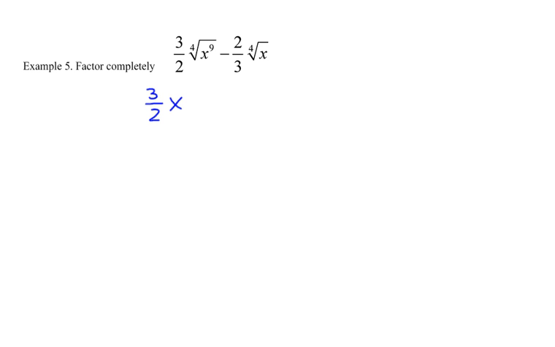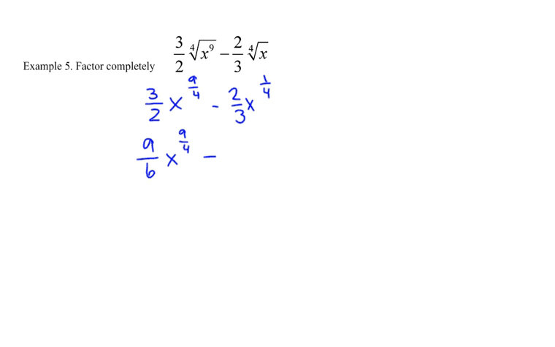How do we write this? X to the power of 9 over 4 minus 2/3 x to the power of 1 over 4. Okay, so what if we have fractions? What you need to do is get a lowest common multiple of the denominators. So 2 and 3, what's the lowest common multiple for the denominators? 6. So if I want to make this an equivalent fraction with 6 on the bottom, what do we have to multiply the bottom by? 3. So the numerator is going to be 3 times 3, 9.